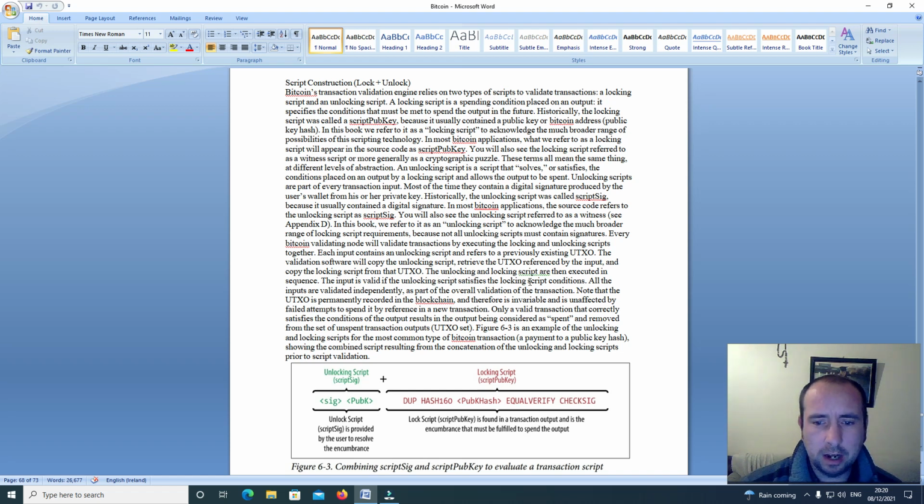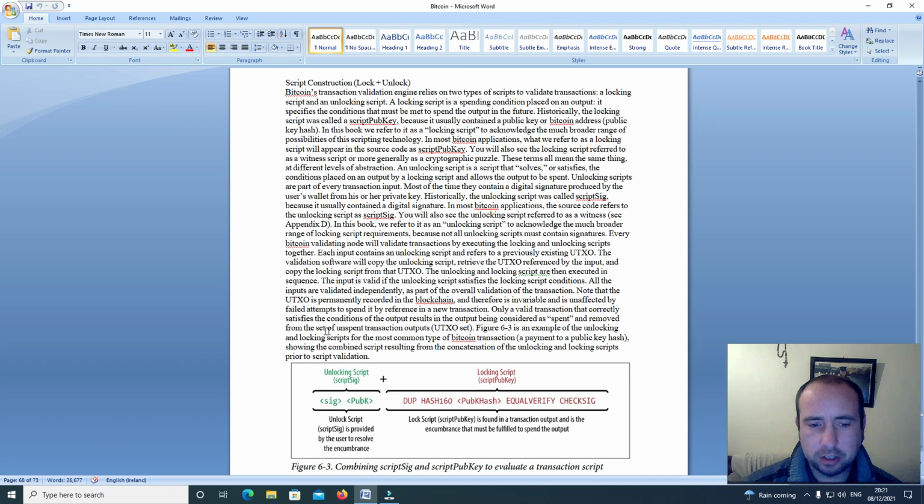The unlocking and locking script are then executed in sequence. The input is valid if the unlocking script satisfies the locking script conditions. All the inputs are validated independently as part of the overall validation of the transaction. Note that the UTXO is permanently recorded in the blockchain and therefore is invariable and is unaffected by failed attempts to spend it by reference in a new transaction.